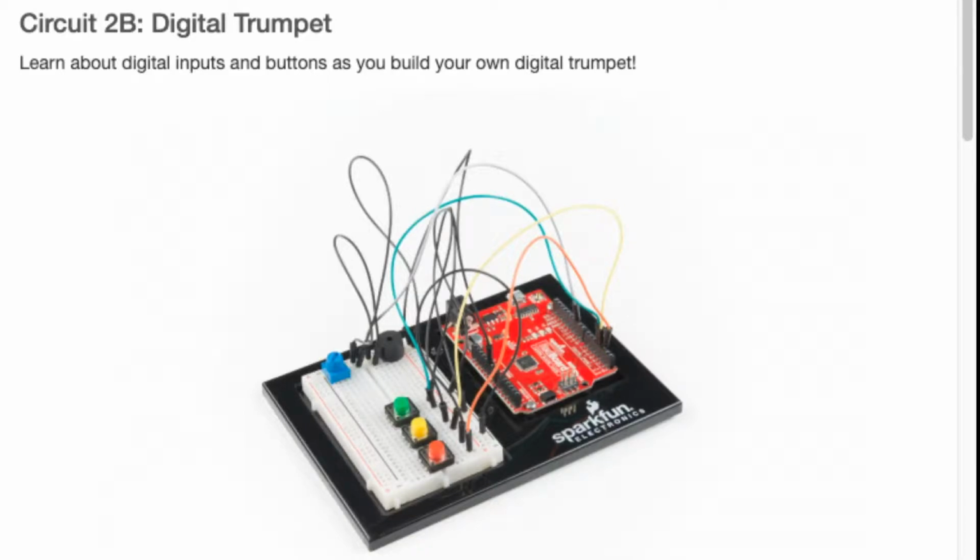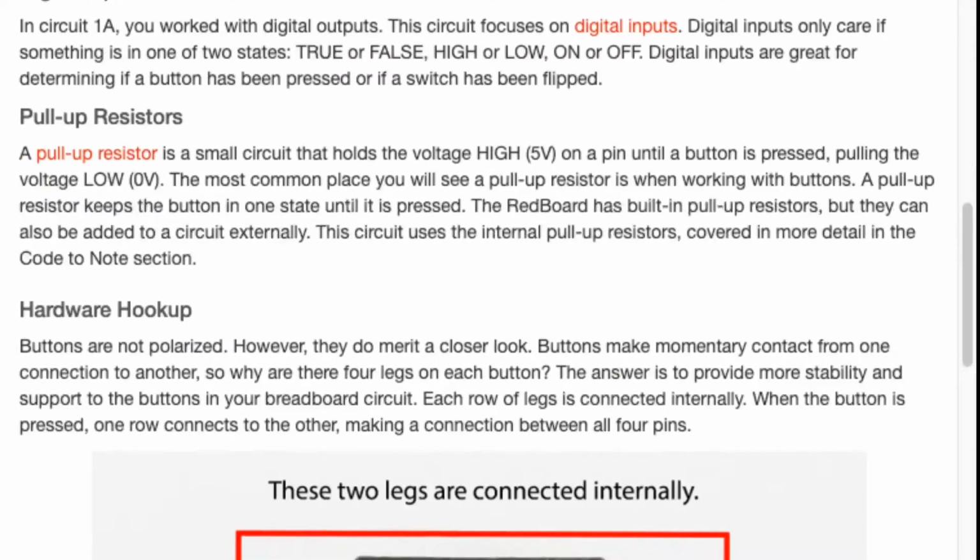Today we are looking at the SparkFun Circuit 2B of their Inventor's Kit. It is a digital trumpet. You can press one of these three buttons and a new note comes out. What I want to look at today is how the if statements are handled. Specifically, what happens if you want to program each of the combinations of buttons or groupings of buttons to do different things. So let's dive in by first looking at what they did.